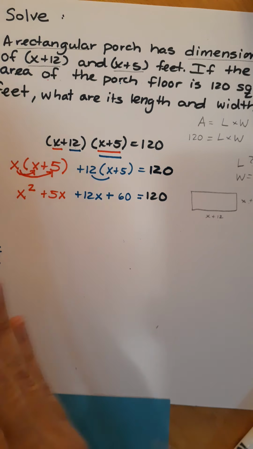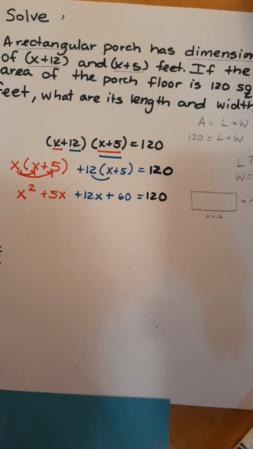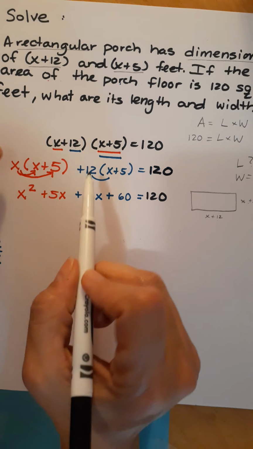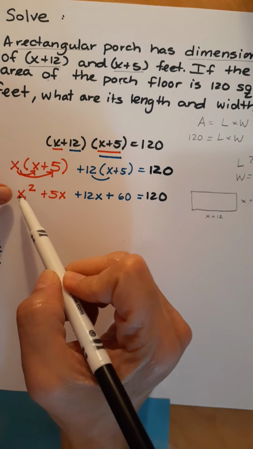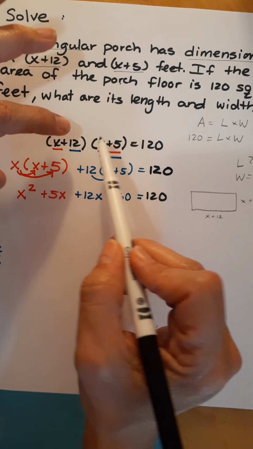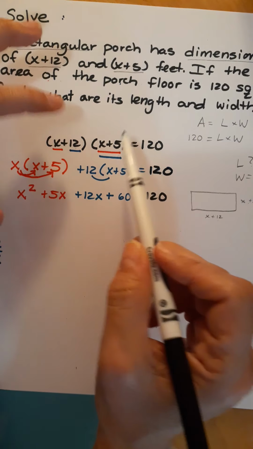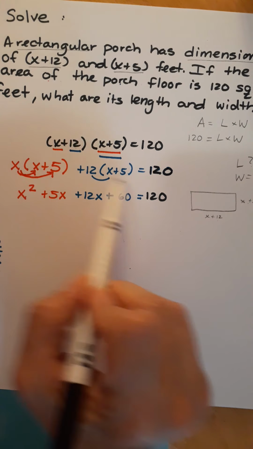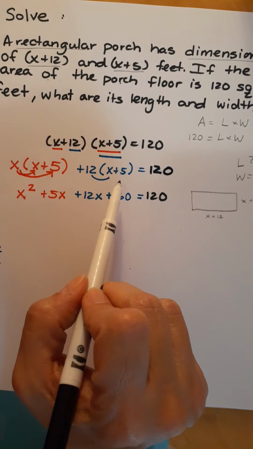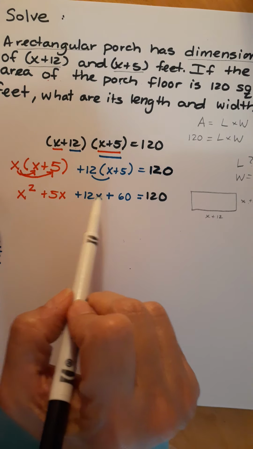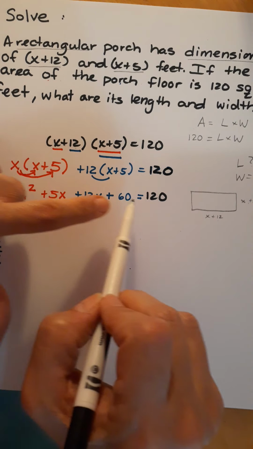All right, now we've kind of broken everything apart. If you are familiar with FOIL, you will notice that my first is always the first term. My outer is 5x. My inner term is 12x. And my last term, 60. So some people like to go ahead and distribute. I like to show where it's coming from, but it gets you to the FOIL, F-O-I-L. First, the outer ones, the inner, the last.